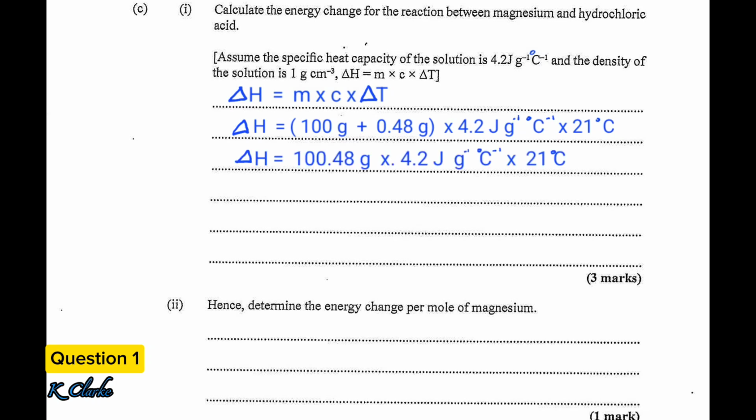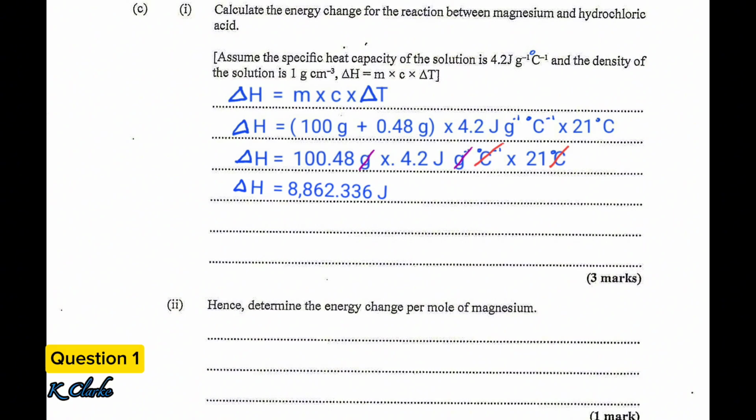Thus, 100.48 grams multiplied by 4.2 multiplied by 21 degrees Celsius. The gram will cancel the per gram. The degree Celsius will cancel the per degree Celsius, and this leaves us with the unit joules. The energy change equals 8,862.336 joules.